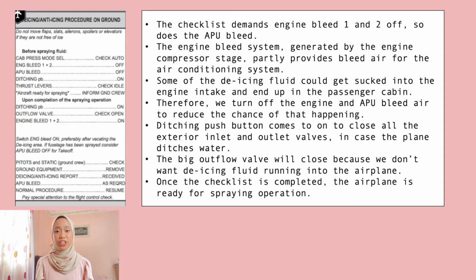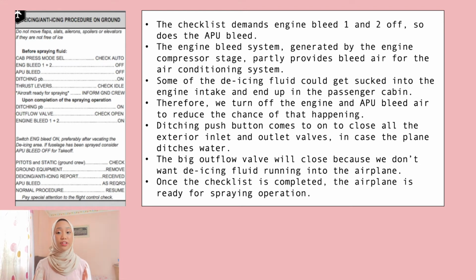This is because the contamination of snow and ice could potentially damage the flight controls. So, as we can see here, this is the de-icing and anti-icing procedure on the ground. The checklist demands engine bleed 1 and 2 off, and so does the APU bleed. The engine bleed system partly provides the bleed air for the air conditioning system. Why does it need to be turned off?